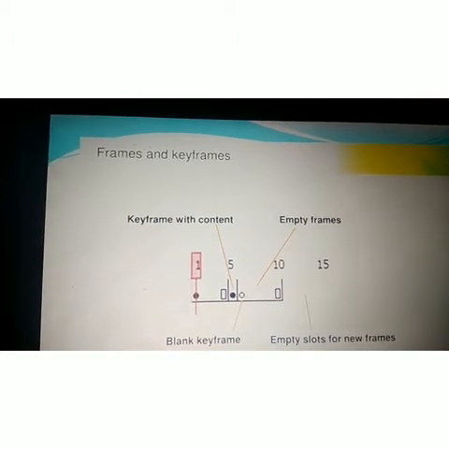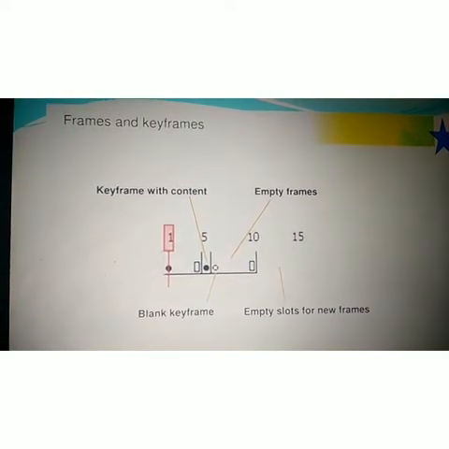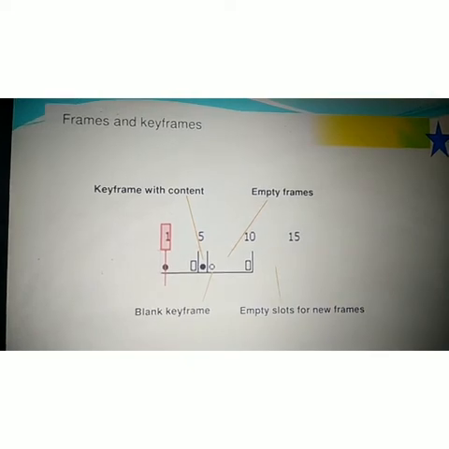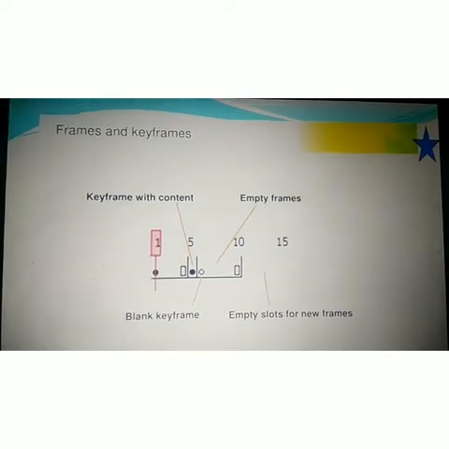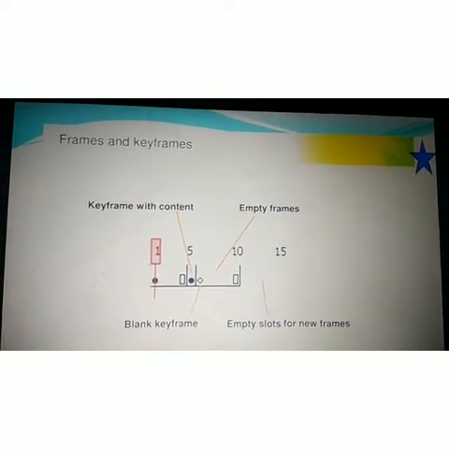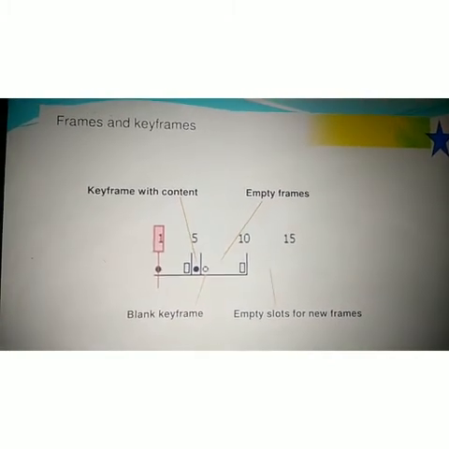So a keyframe can contain empty frames, blank keyframes, and empty slots for new frames. And a keyframe is a frame that contains a key image in the animation where an object begins or ends an action like moving, changing shape, fading, spinning, and so on. So this is known as frames and keyframes.